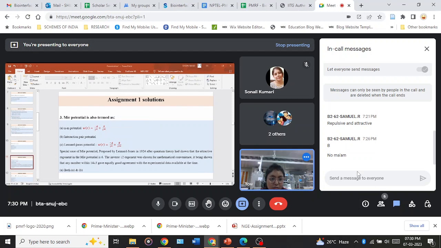Okay. I think this is quite clear why my potential is also called interaction pair potential and NM potential.